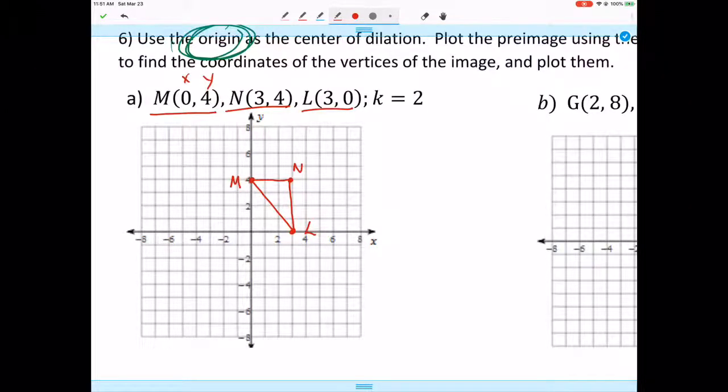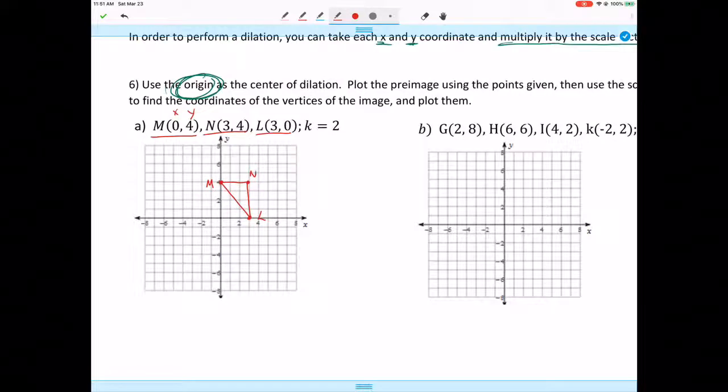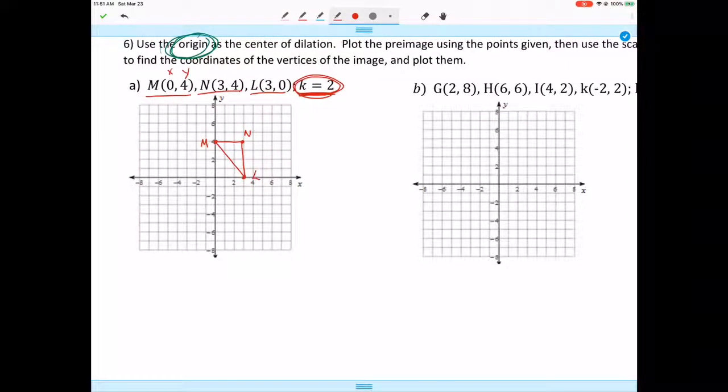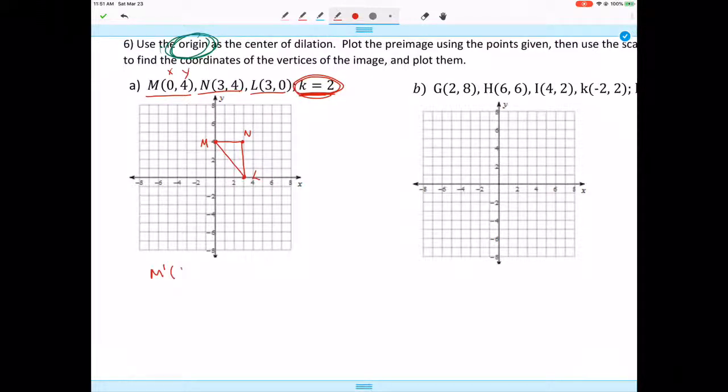And then what it says is we need to use the scale factor, which here is 2, to find our new points. And all you need to do is multiply those points by 2. So M prime, so we'll call our new image, or new points, M prime will give us 0. 0 times 2 is 0, and 4 times 2 is 8. So actually, I'm going to use a different color. Okay, so here's our point here. This will be M prime.